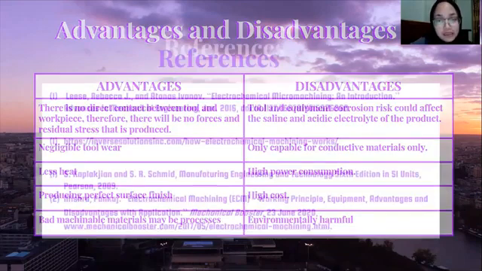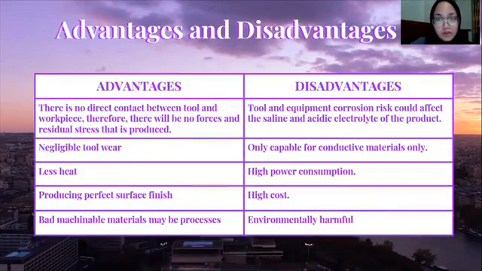But there are also disadvantages. The first one is tool and equipment corrosion risk, which could be caused by the saline and acidic electrolyte. The second one is that it is only capable for conductive materials. And the third one is high power consumption, and then high cost, and the last one is that it is environmentally harmful.